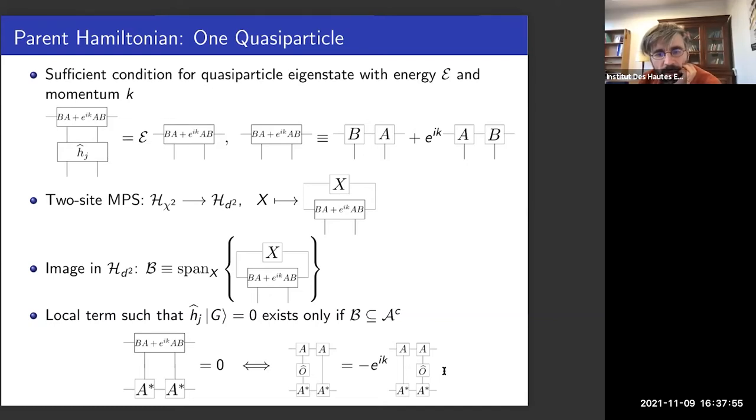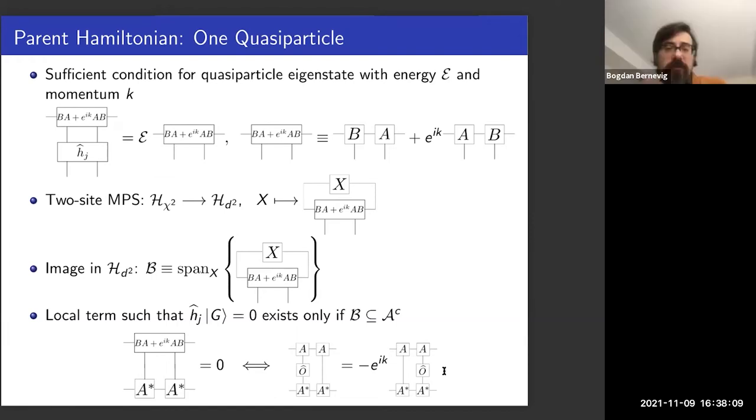So we know that the quasi-particle, for example, let's take AKLT. As far as I thought, for AKLT, quasi-particle excitations are not exactly solvable. So something is off, but the Hamiltonian is of this parent Hamiltonian form. Right.